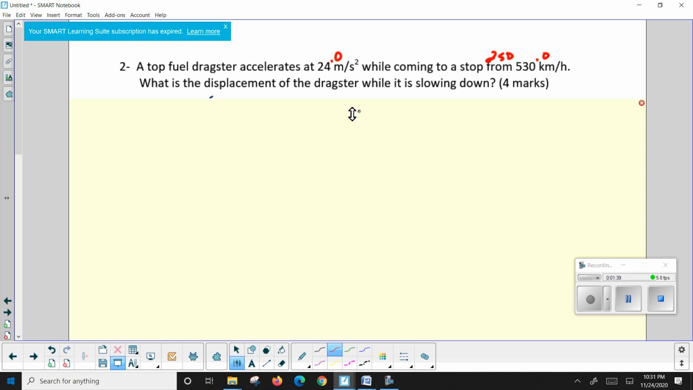Okay, then we have this situation. You've got a dragster. It's accelerating 24 meters per second squared while coming to a stop from 530 kilometers an hour. I wonder what's the displacement of the dragster. So we don't have a direction. We're going to put forward for the direction.